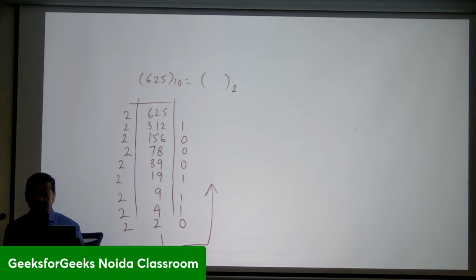It is going to be 10111 00001. Okay, so this is going to be the least significant bit, and the first computed remainder is nothing but the most significant bit. Okay, so this is 0 1 2 3 4.